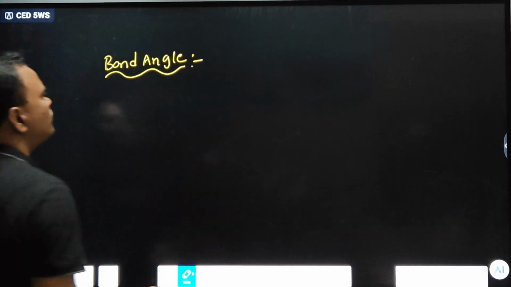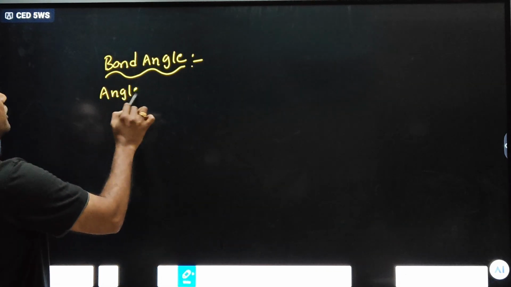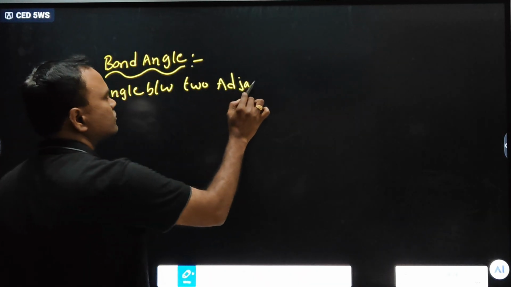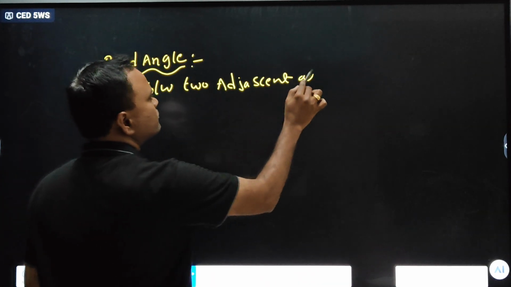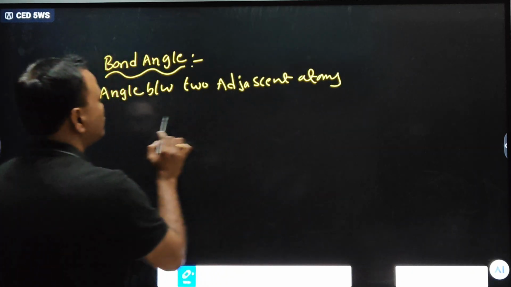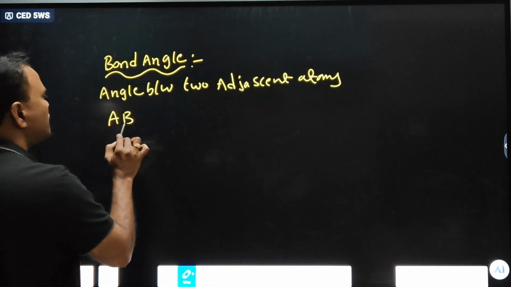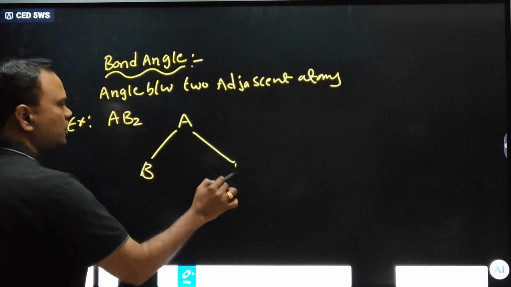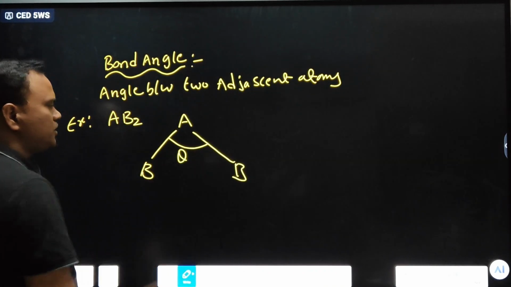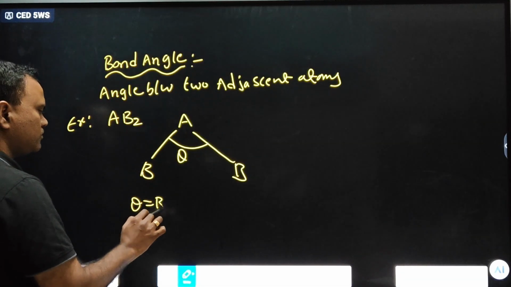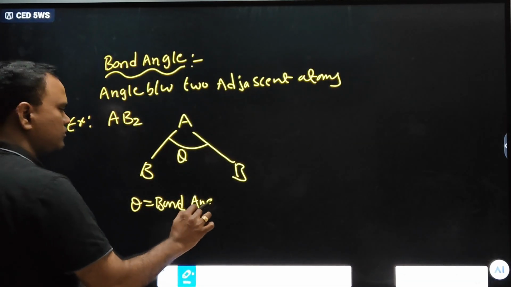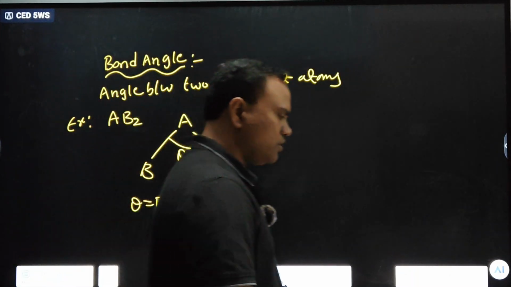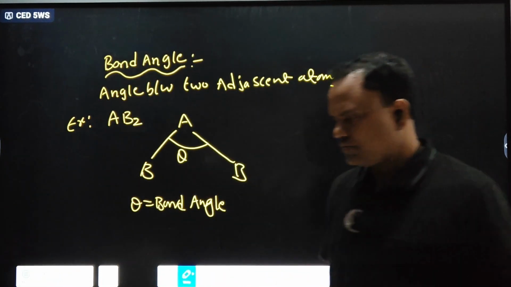Bond angle. Angle between two adjacent atoms. For example, I'm taking AB2. The angle between these two is called the bond angle. Theta is the bond angle. In chemical bonding, we already did this topic, bond angle.